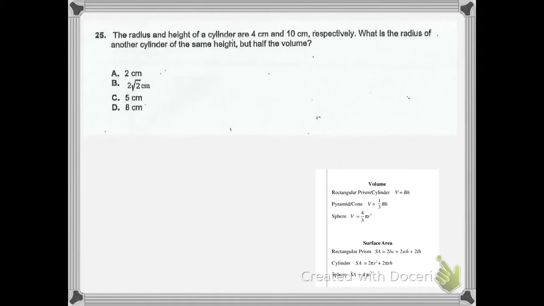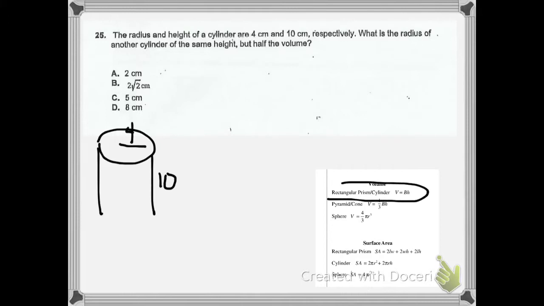So what I did was I drew me a picture. So I have a cylinder. I know the radius is 4 and I know the height's 10. So I wanted to find the volume, so I looked at the volume. Here's the volume formula. Now remember, capital B doesn't stand for base, it stands for the area of the base, which would be a circle here. So that's going to be pi times 4 squared times 10, which gives me 160 pi.